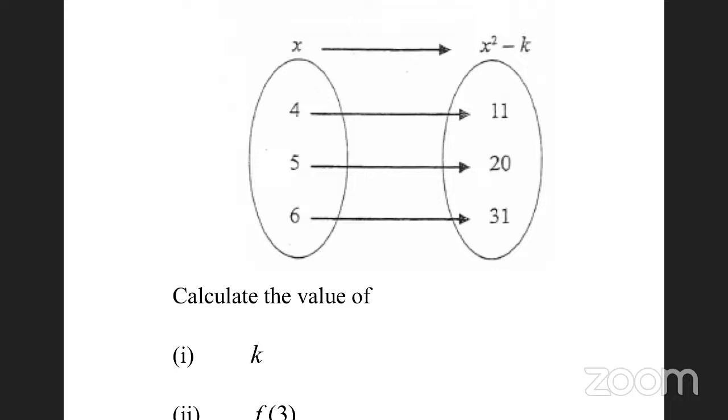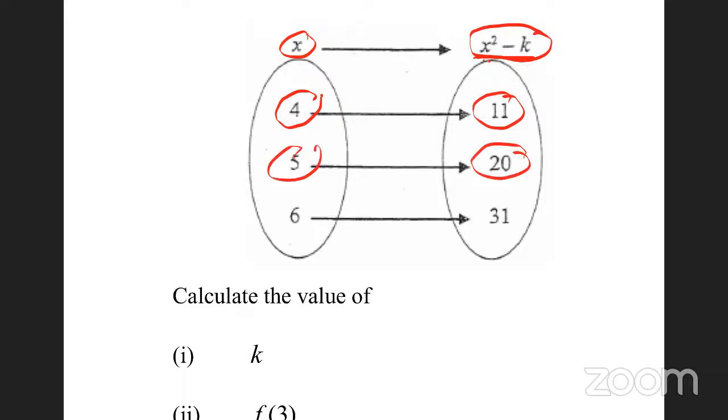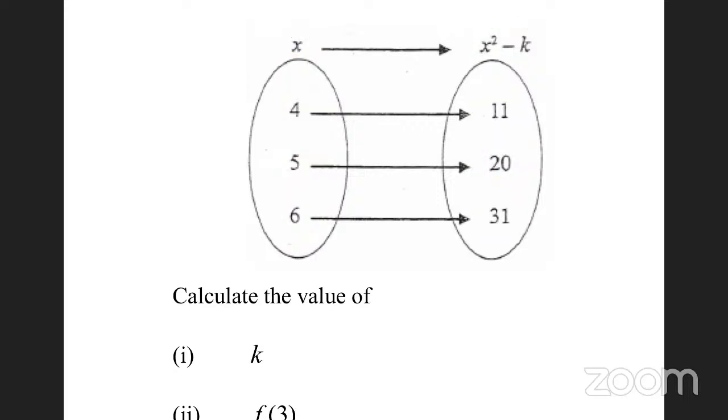So they gave you that relation diagram and they gave you the function. And they said when you put x in here, that's the function. So when x is 4, you get 11. When x is 5, you get 20. When x is 6, you get 51. So my question is, what is k? What is k?